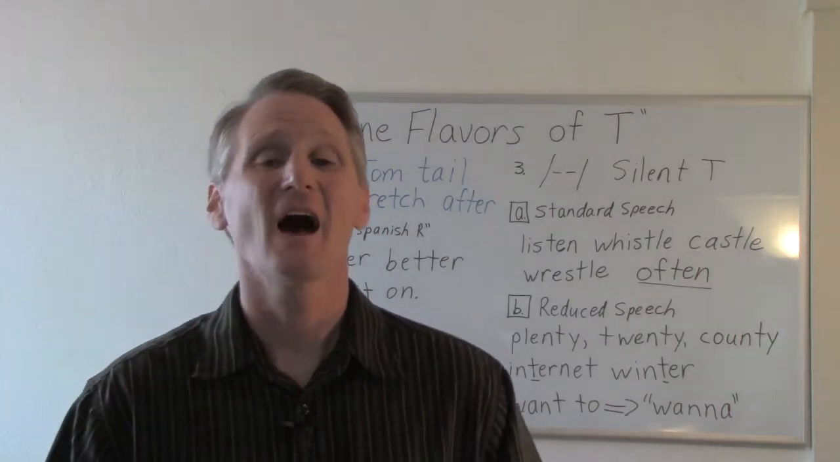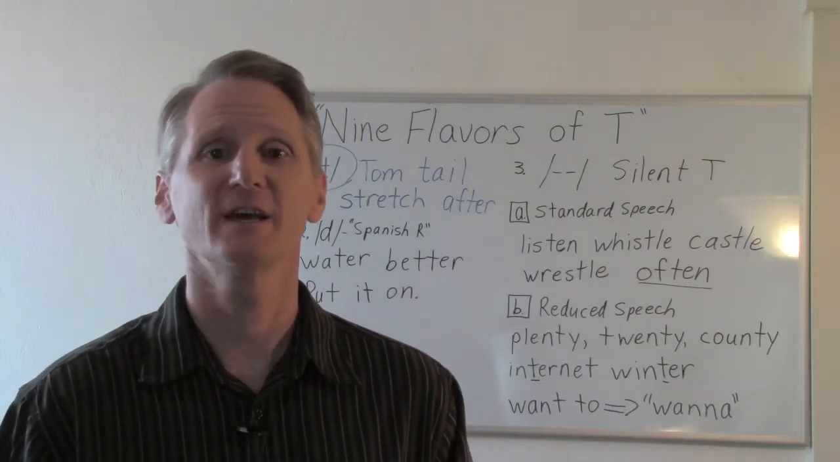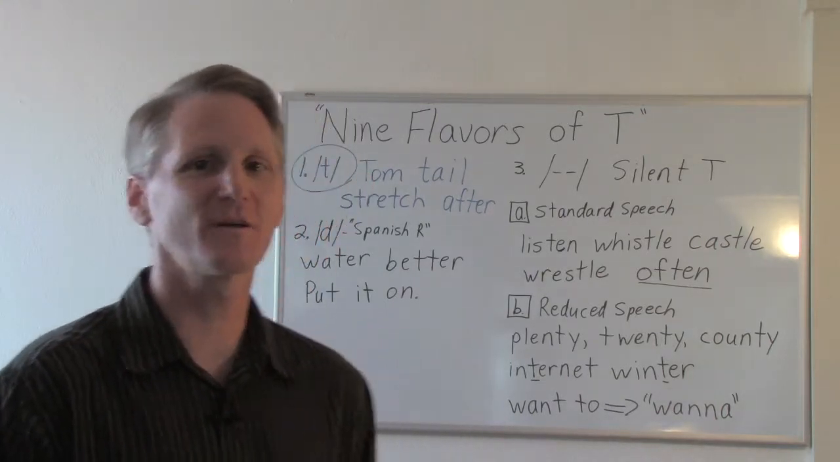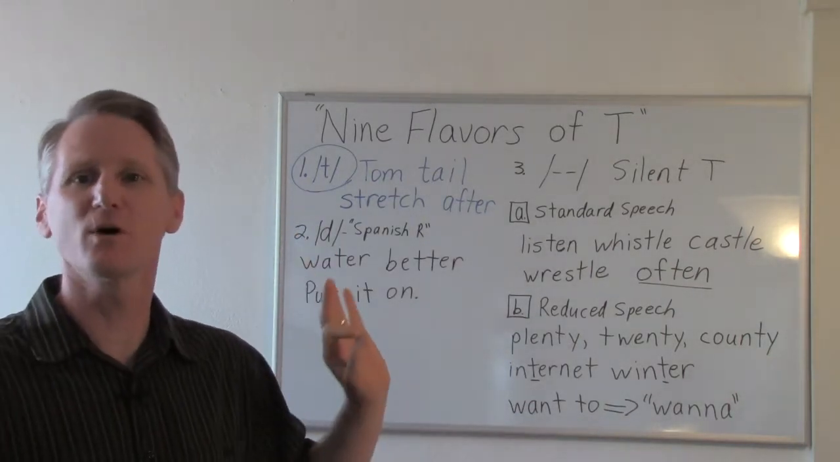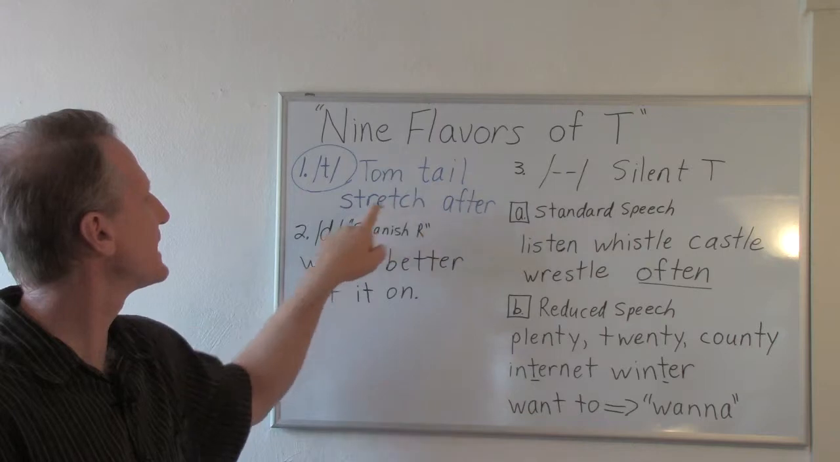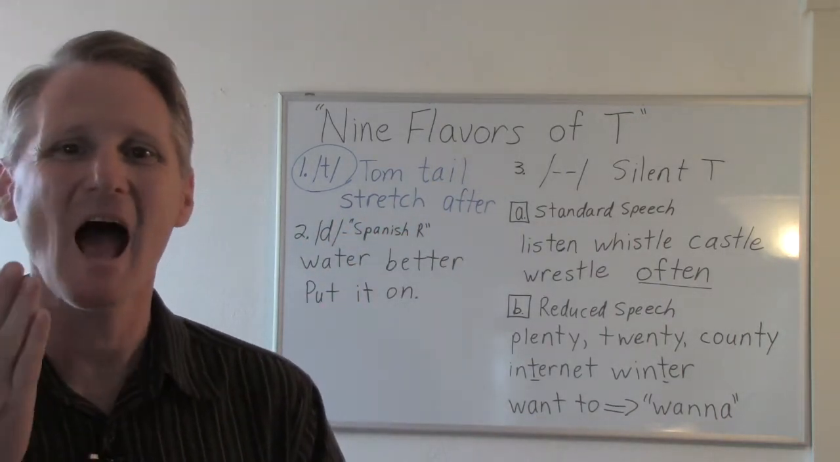Good to be back. I want to continue now with the letter T and the interpretations in American English. Okay, we started, of course, with the standard T. You might call this the full form of the letter T. Tom, tail, stretch, after. There are two parts to a T.